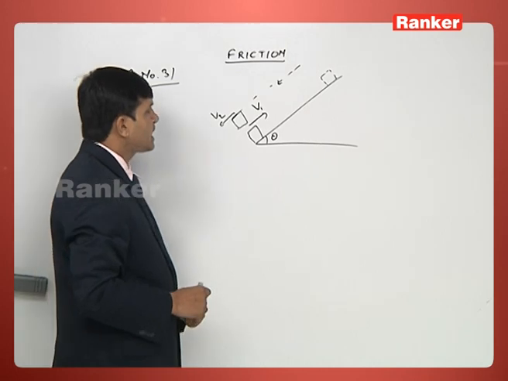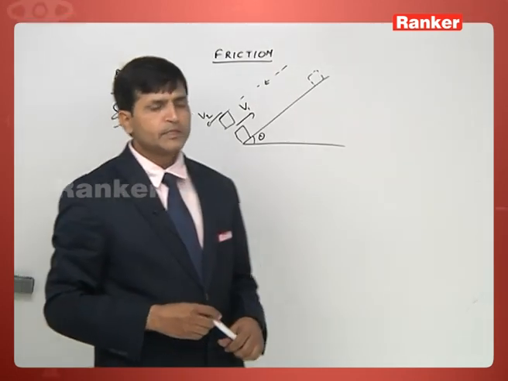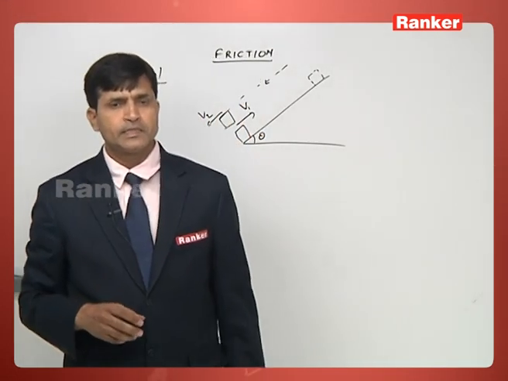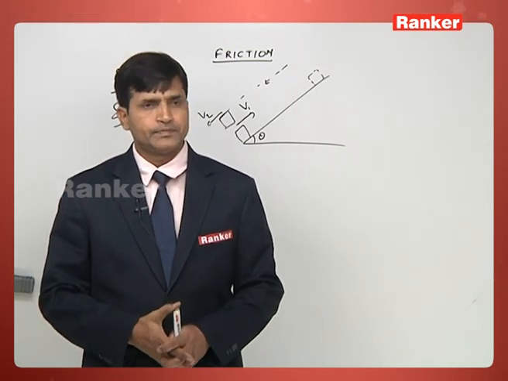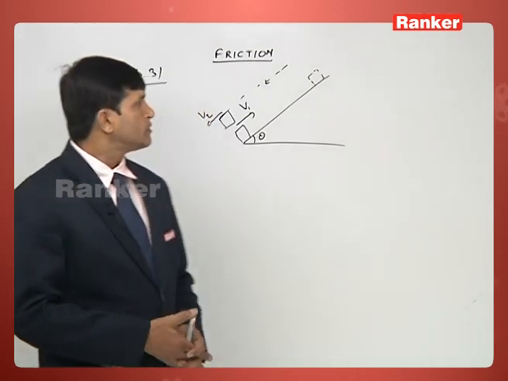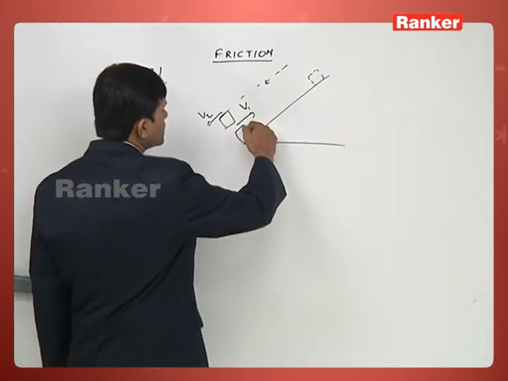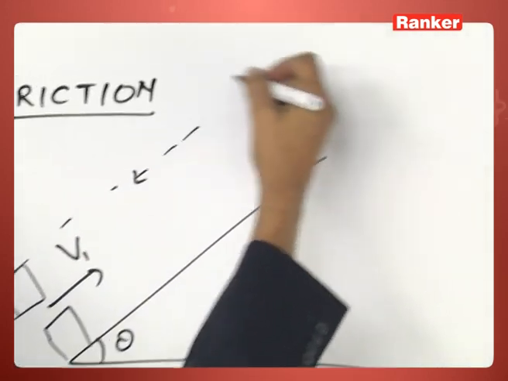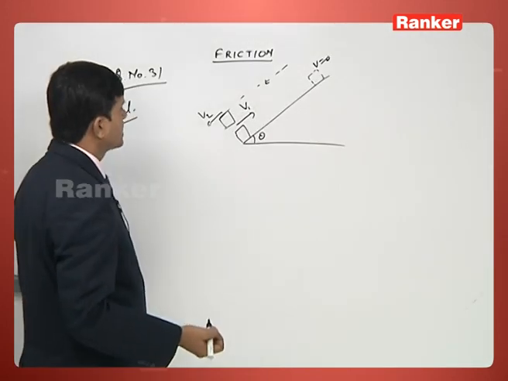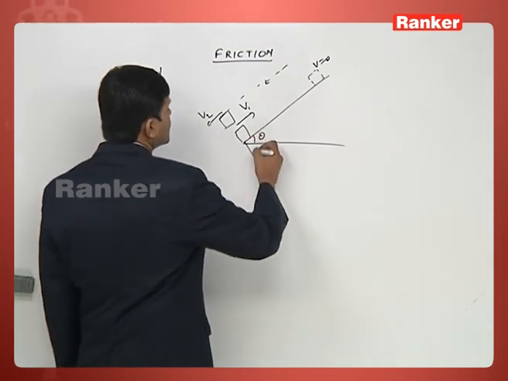One thing we can do, this problem can be solved in a simple way by using the work energy theorem. First the body is going from here to here. Here the velocity of the body is 0 and kinetic energy is 0. Let the length of this be L.